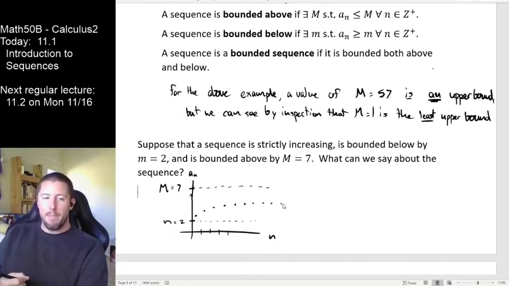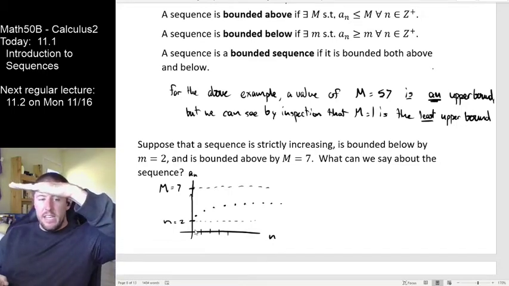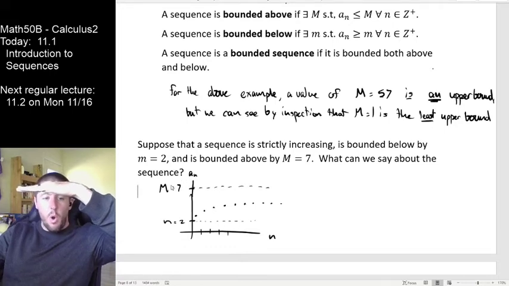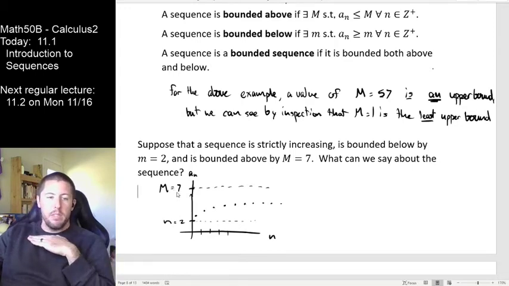7 is an upper bound. I don't know that it's starting at 2. 2 is a lower bound. But what I can say about this is if it's increasing forever, it's never going to change directions ever. If it's always going to get bigger and bigger and bigger, and it's guaranteed to be bounded above by 7, then either it's converging to 7, or if 7 isn't the greatest upper bound or the least upper bound, then it's going to converge to whatever that least upper bound is going to be.